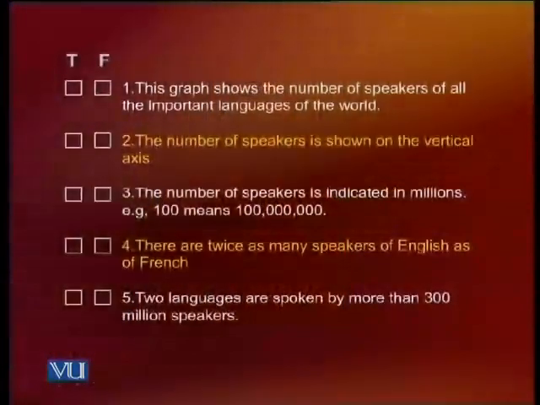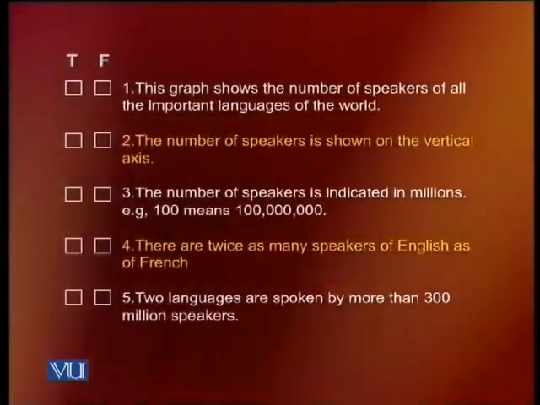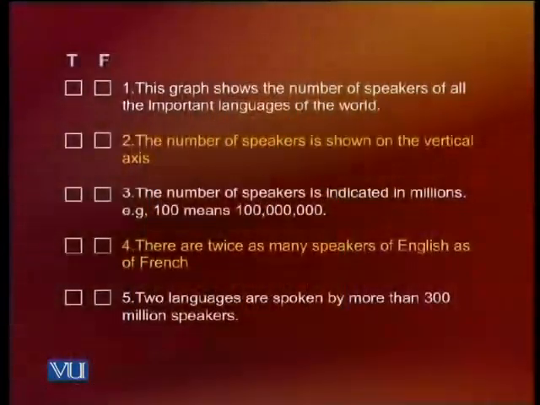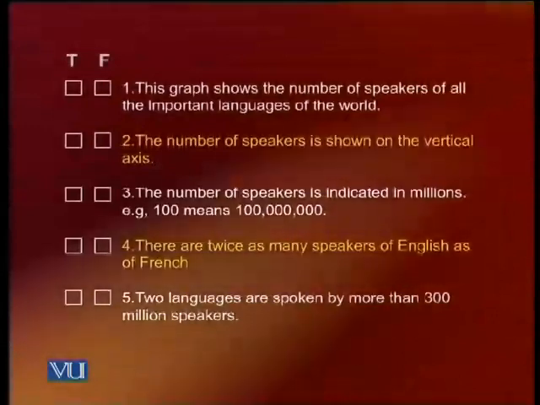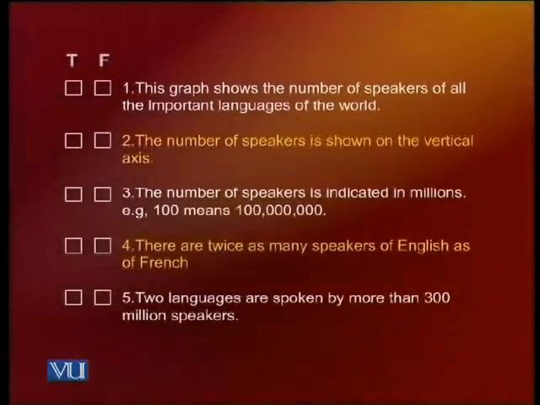The number of speakers is shown on the vertical axis. No. Number 3, the number of speakers is indicated in millions. Example, 100 means 100 million.